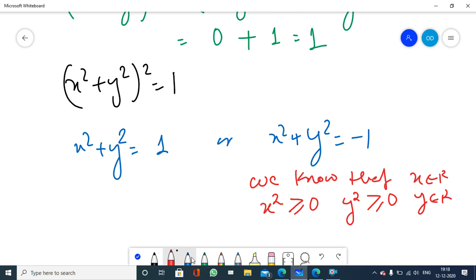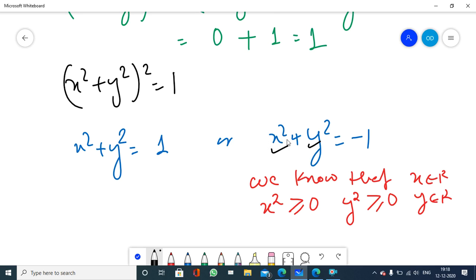So as you can see here, none of these two numbers, x square and y square, is negative. Both are non-negative numbers. Get my point so far?